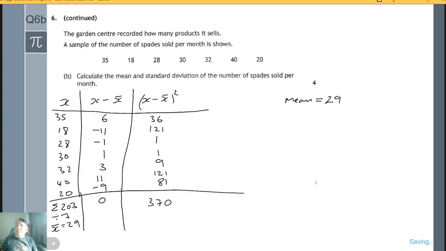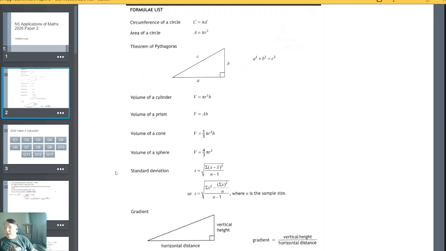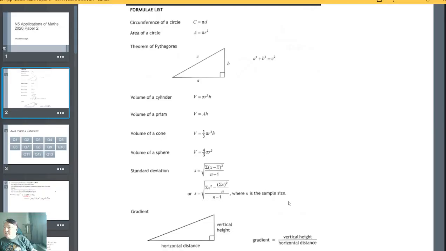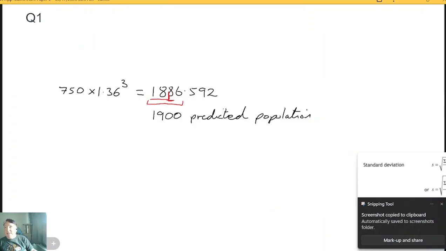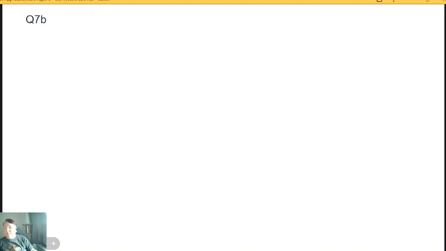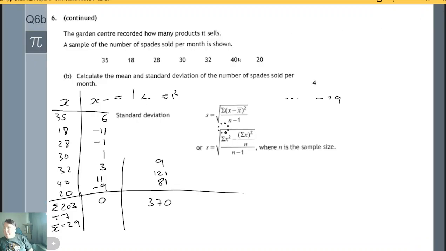Okay. Now I did say that we might need the formula sheet for some of these. This is one of those. So let's jump to the formula sheet and our standard deviation. I'll just clip that out for us. And then we shall go back to our page 16. Oh, too far. There we go. And I'll just plop that back in there.